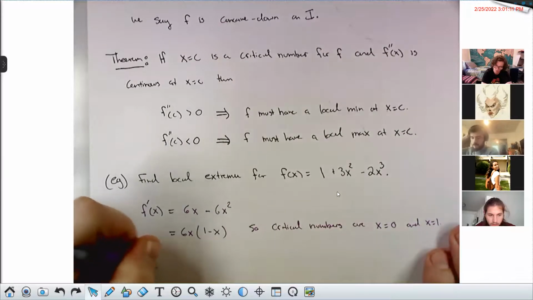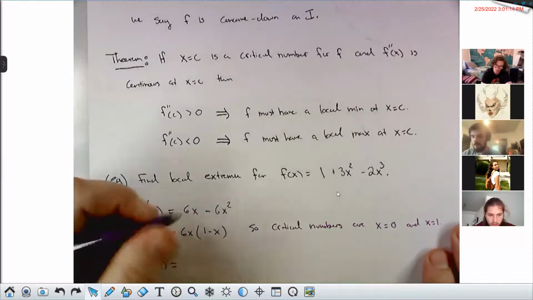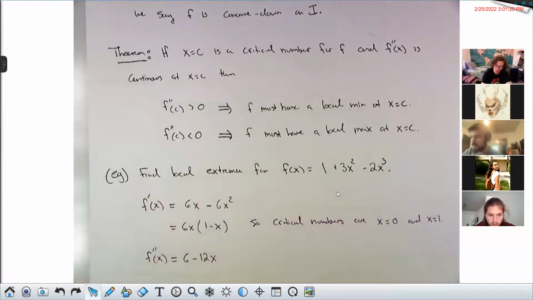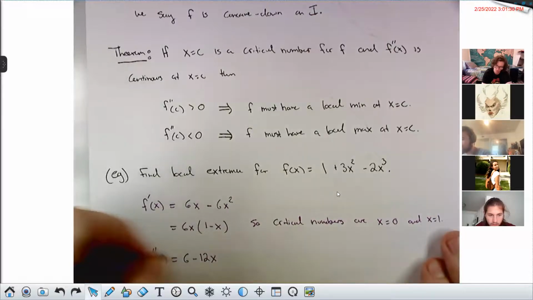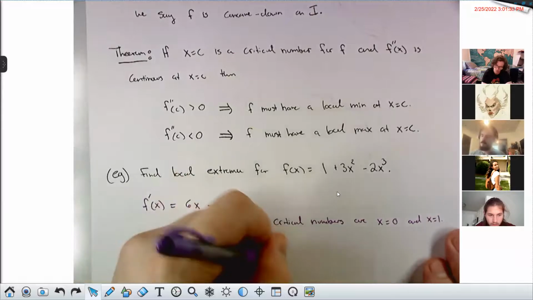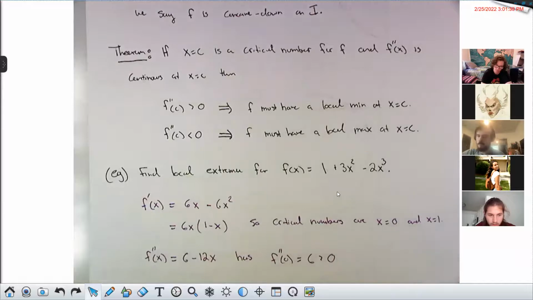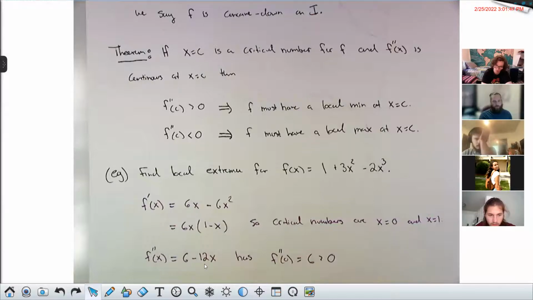But if I'm feeling exceptionally lazy, I can just calculate f double prime as 6 minus 12x. Since f double prime is a linear function, it's continuous everywhere, so I know it will be continuous at those two critical numbers. And f double prime of 0 is equal to 6, which is greater than 0. So since I know f has a horizontal tangent line at 0 and f double prime is positive, at 0 this function looks like this: horizontal tangent line and also concave up.